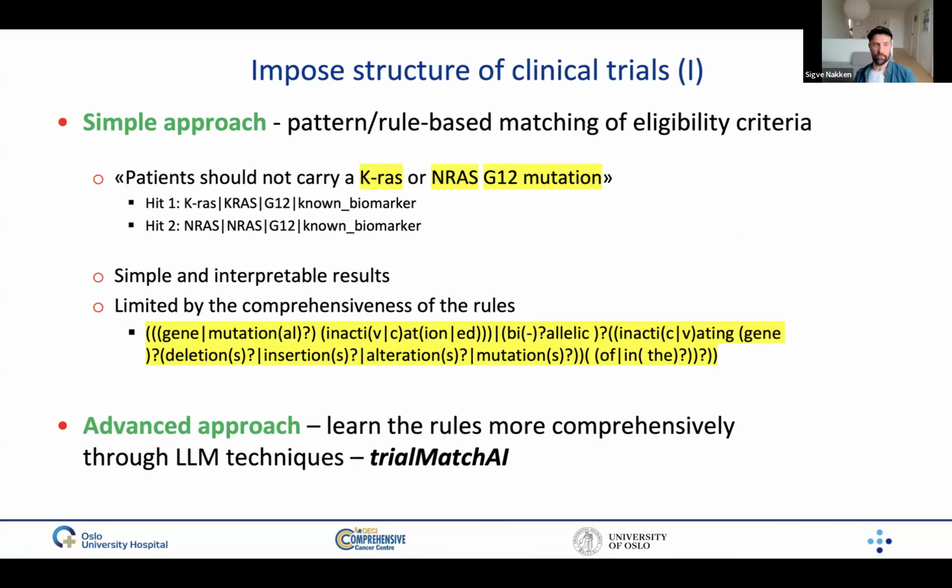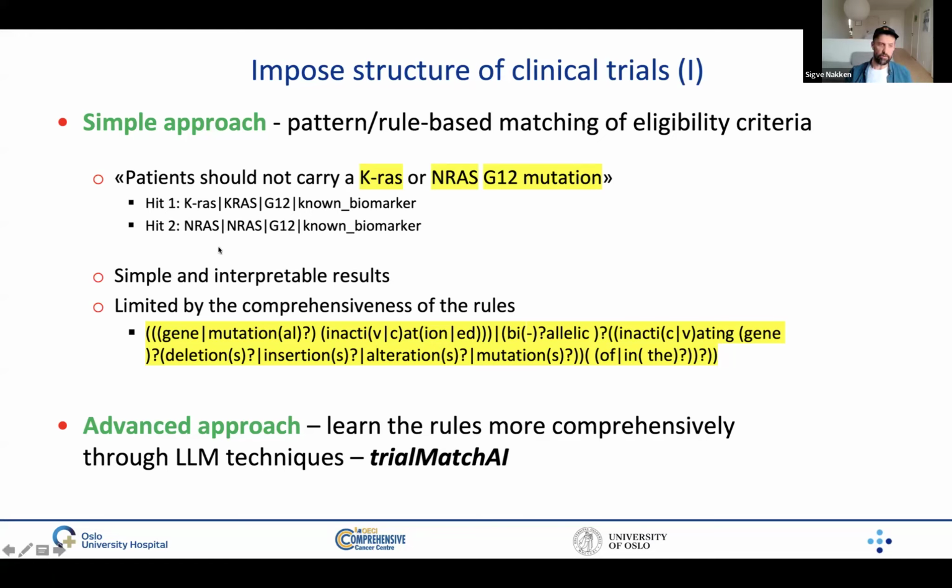We are doing this together with a group in France, in Bordeaux, using two different approaches. The approach that I've been working on is a very simple one, where we essentially just devise some patterns or regular expressions that we apply to the eligibility criteria of the clinical trials, looking for gene symbols and dimensions of particular mutations.